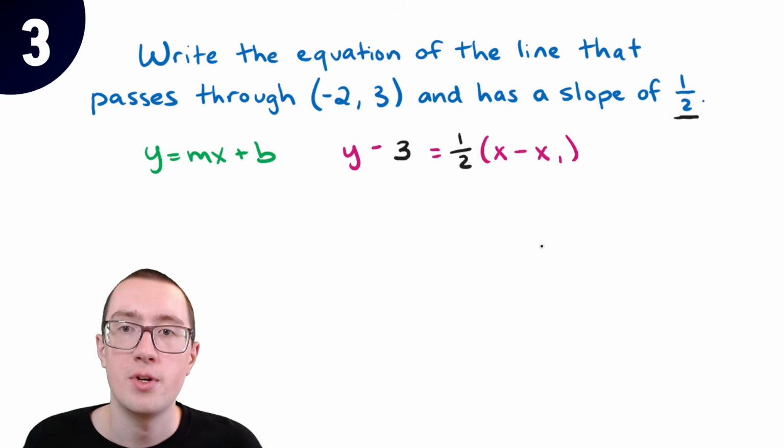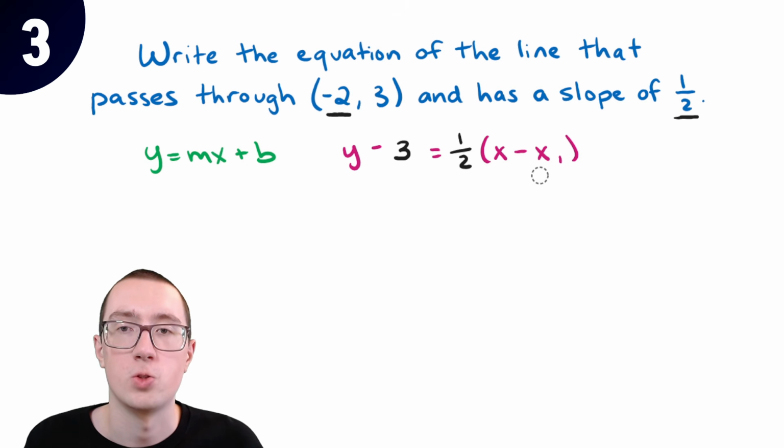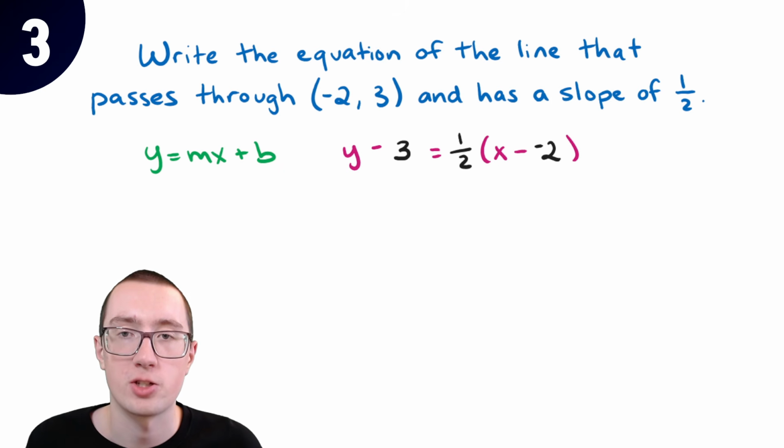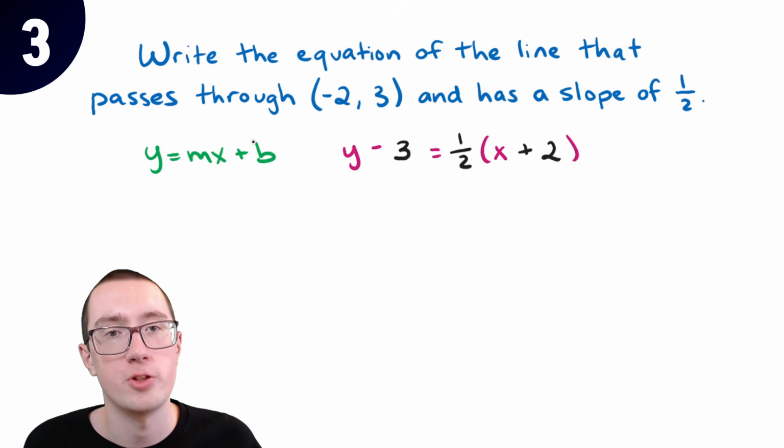X is going to stay the same, and then x1 is an x of coordinates on the graph. In this case, x is equal to -2. So we're going to replace x1 with -2. But you may notice here that we have minus -2, and two negatives make a positive. So these are actually going to become positive, and this is going to become a plus sign. So we now have the equation of a line, but we want to turn this back into slope-intercept form.